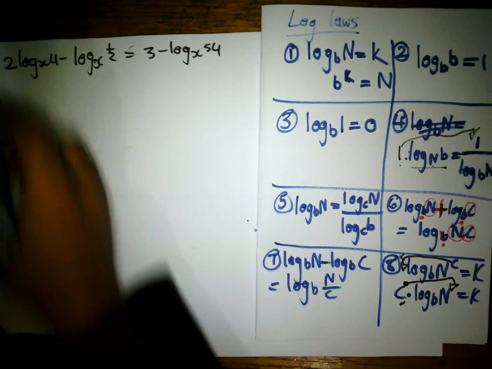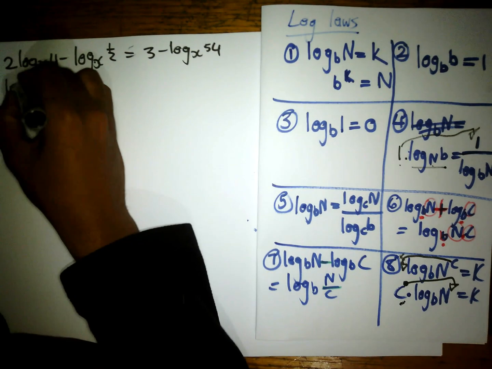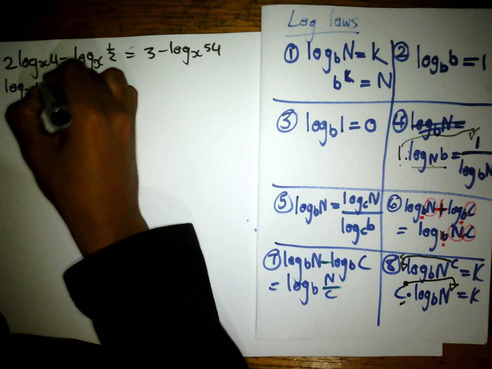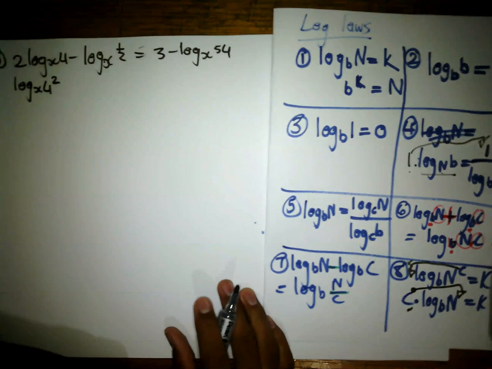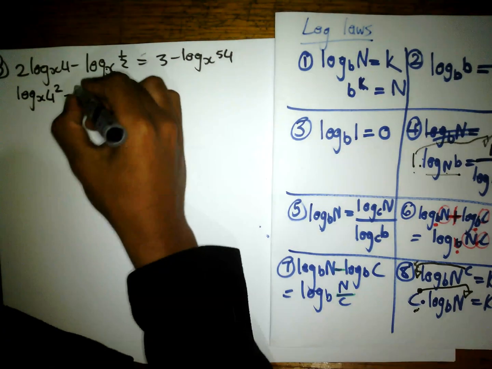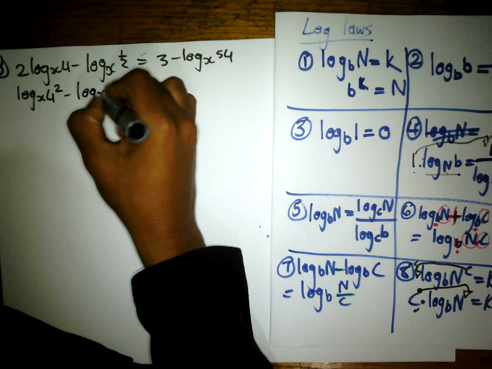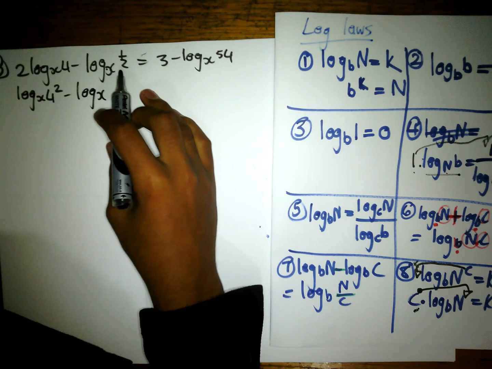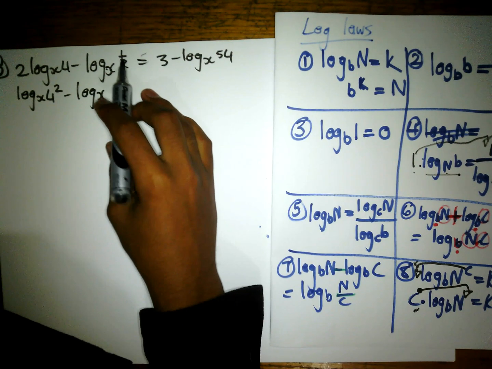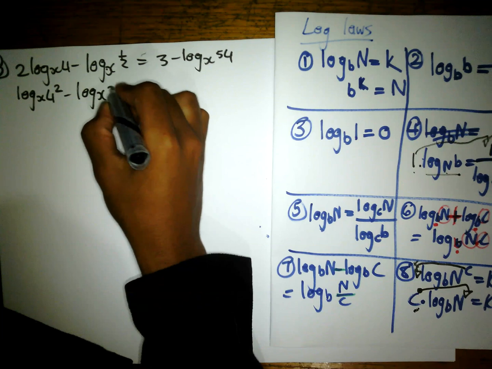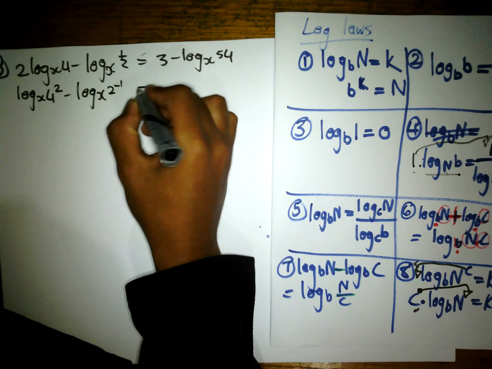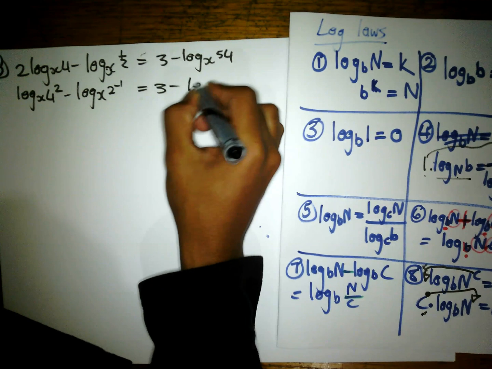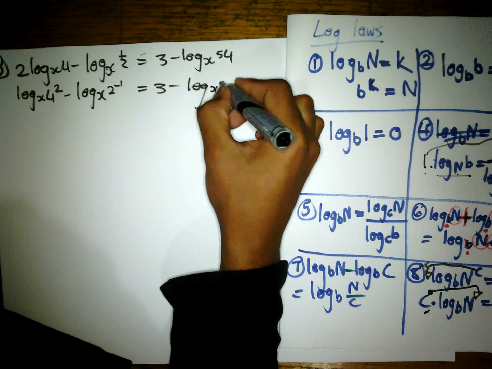So let's quickly do that. Log x 4 squared, number 4 squared, minus log x. I don't like working with a fraction like this, so I'm going to say 2 to the power negative 1, equal to 3 minus log x 54.